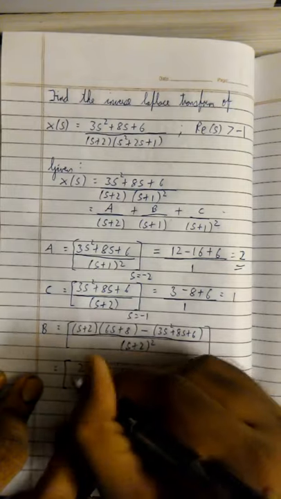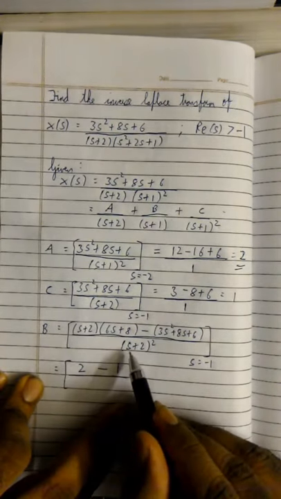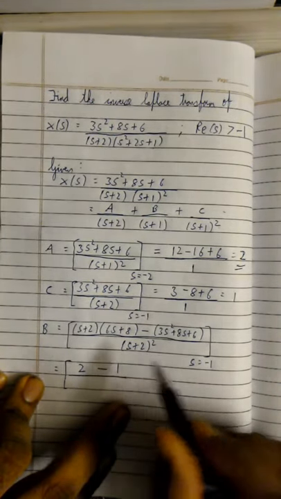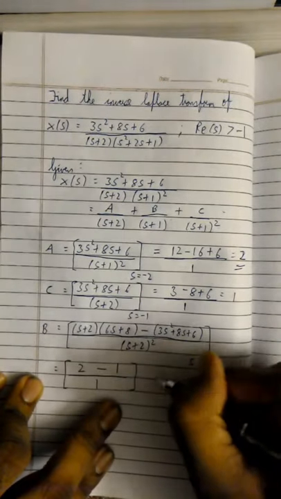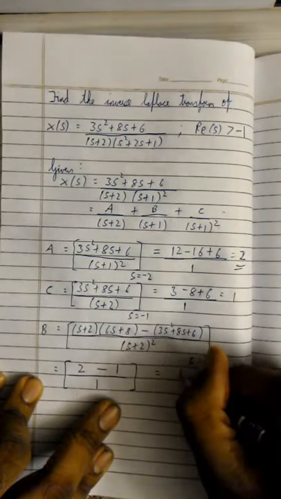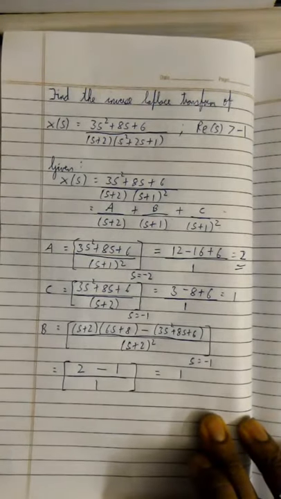So 2 minus 1 by, this is minus 1 plus 2. Minus 1 plus 2 is 1. 1 the whole square is 1 itself. So the answer is 2 minus 1, 1. So the value of B is 1. Okay.